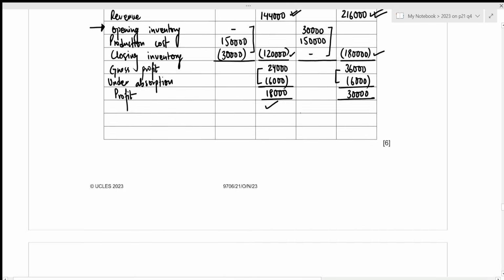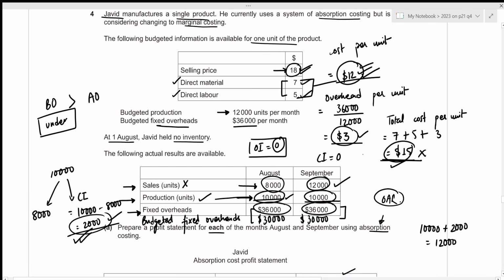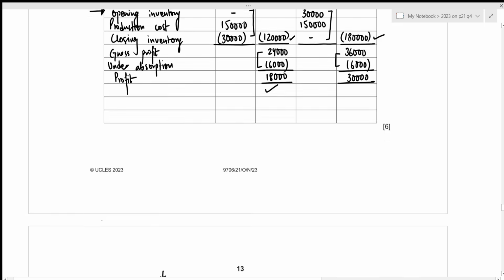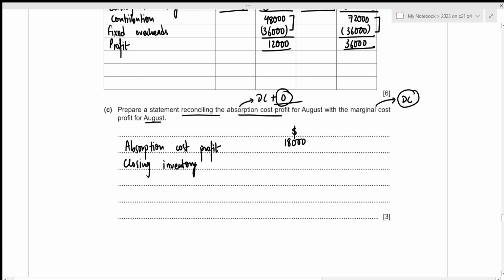And remember that the overhead per unit was 3. Closing inventory unit for the month of August was 2,000. So the total value that we need to subtract is just going to be 2,000 times 3, which is also 6,000. So we need to subtract 6,000 from our absorption cost profit. Now this eliminates the overhead from our closing inventory.